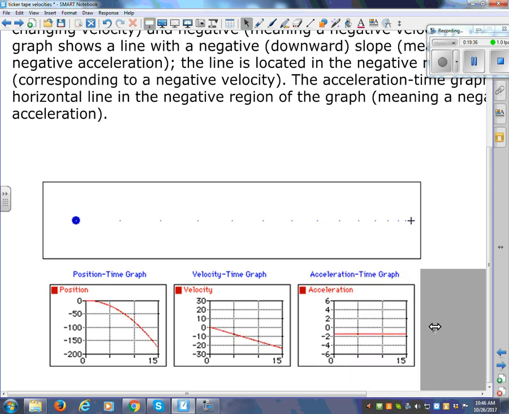Oh, challenge question for the day. What would the jerk graph look like for that? Well, the jerk is the derivative of the acceleration, or the slope of the acceleration. And the slope of the acceleration here would be? Zero. So the jerk would actually be flat at zero. No jerks. Nice and smooth.